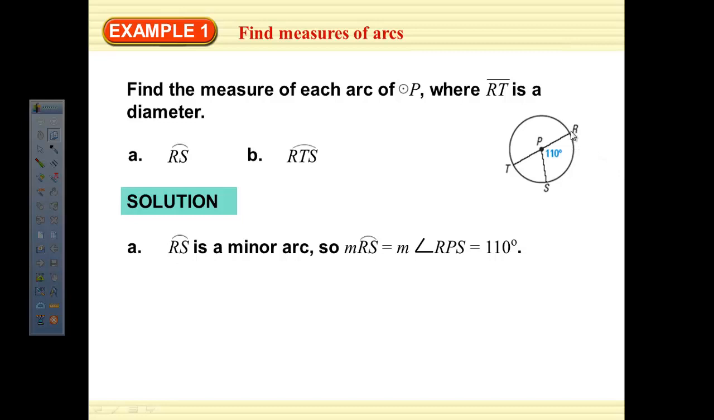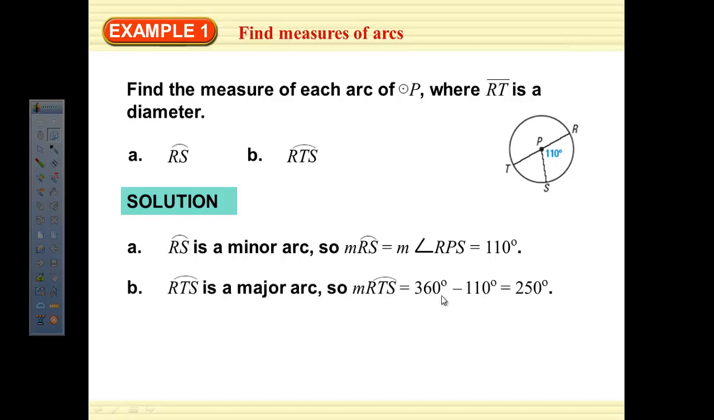So when we do RTS, we start at R, go through T, and end up at S. So there's 2 ways you can do this. You can say this plus this, or if you look at it, this is 110 and we're doing everything except for the 110. So in this case, what I'd do is 360 minus 110. So 360 minus 110 gives us 250. So again, this is a major arc.